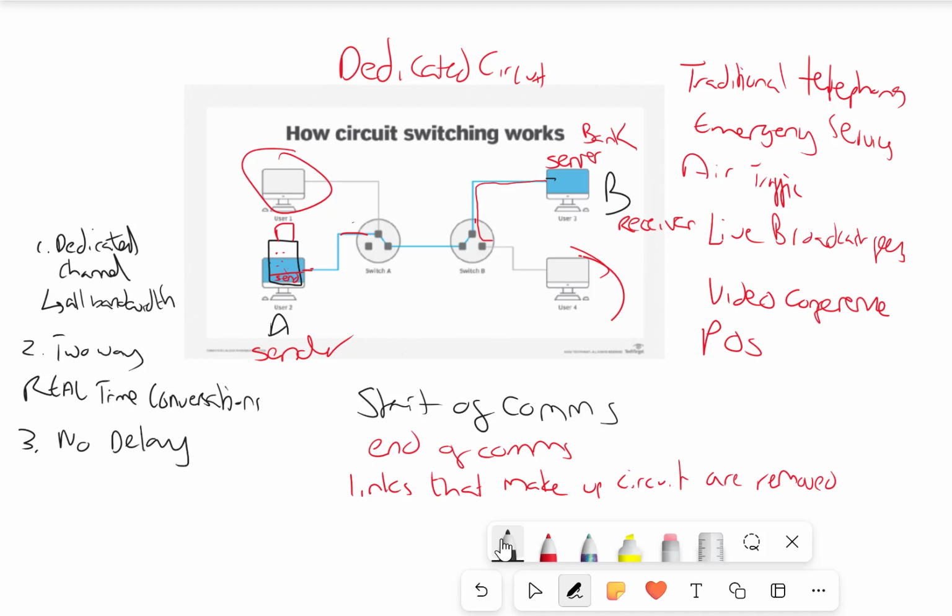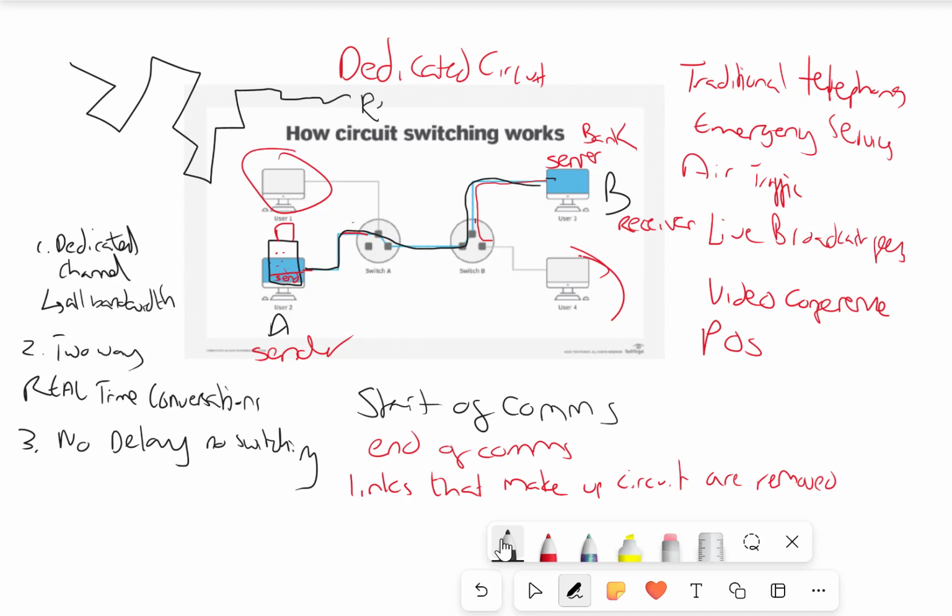And there's no delay also because there's no packet switching. It just goes along one channel. So it just follows the path. We'll look at packet switching in a minute, where it may bounce around different paths, not always the shortest path, to get to the final destination. And finally, the data arrives in order of its sent.